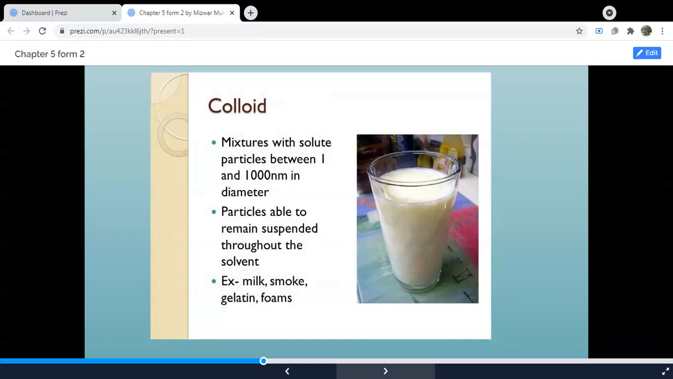And the next one is the colloid. Colloid is the mixtures with solute particle between 1 and 100 nanometer in diameter. Particle able to remain suspended throughout the solvent. For example, milk, smoke, gelatin, and foam.